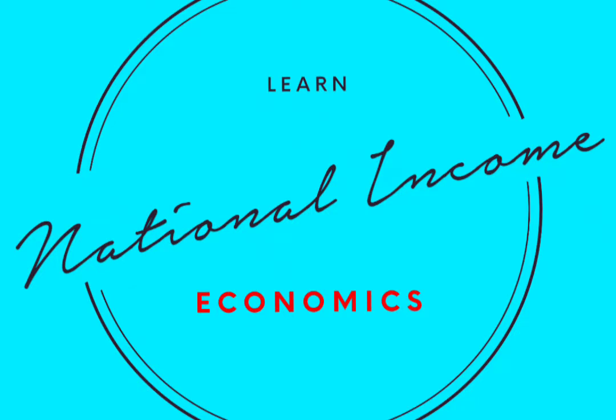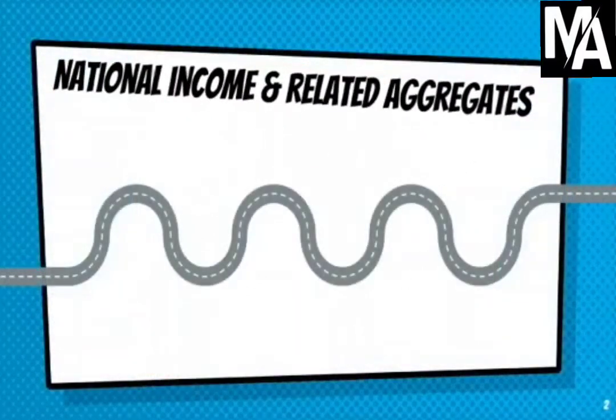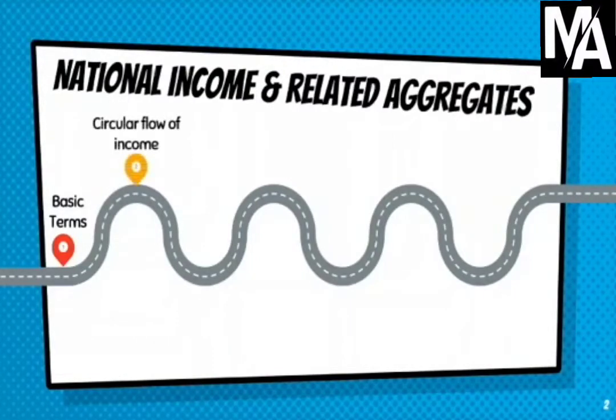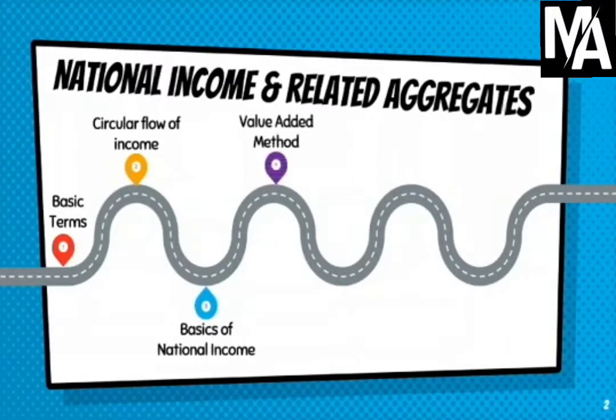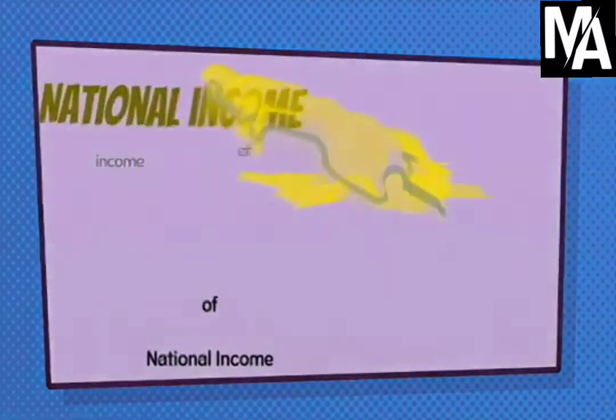This is a continuation of the chapter National Income and Related Aggregates, which is a part of the series Introductory Macroeconomics. Just a quick recap of the videos which I've already uploaded on my channel. In the first video you can check out the basic terms of national income. In the second video you can understand the concept of circular flow of income. In the third video, I explained the basics of national income, and in this video, we will begin to understand the value-added method of measuring national income.